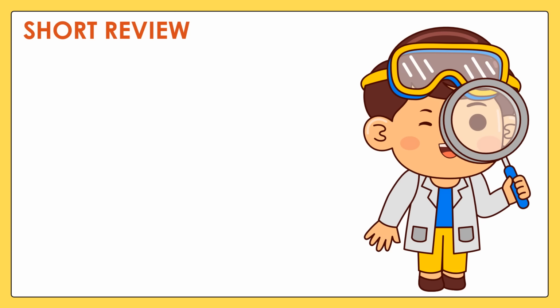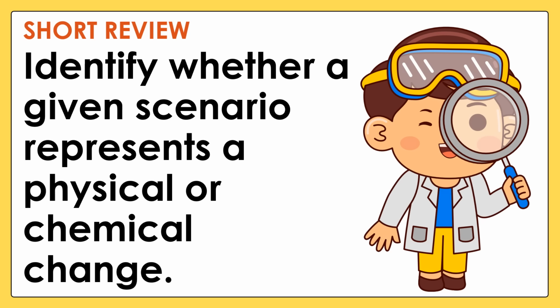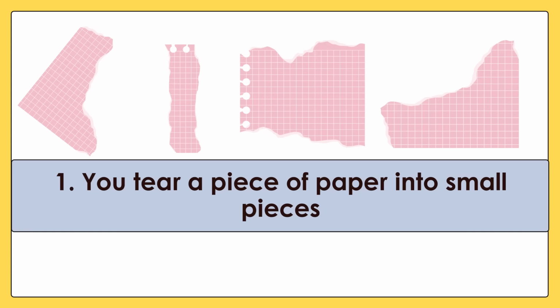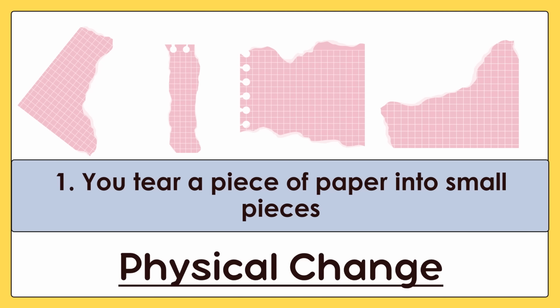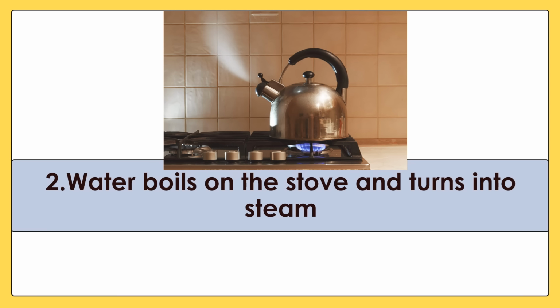Before we start a new lesson, let's have a short review. Identify whether a given scenario represents a physical or chemical change. Number 1. You tear a piece of paper into small pieces. Is this physical or chemical change? The correct answer is physical change. Number 2, water boils on the stove and turns into steam. Is this physical or chemical change? The correct answer is physical change.